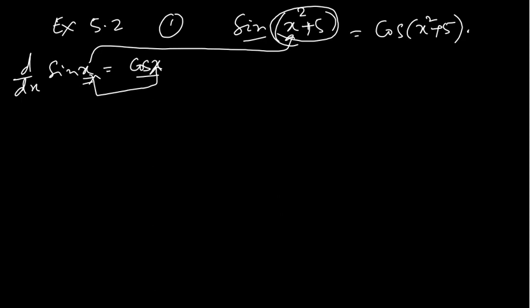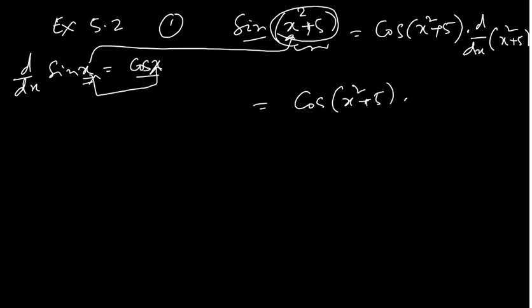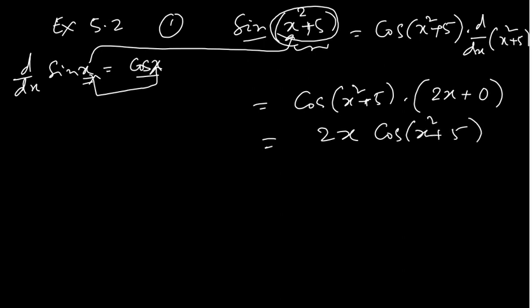Now you have to differentiate this internal thing, the differentiation of x square plus 5. So that is equal to cos of x square plus 5 multiplied by the differentiation of x square, which is 2x. So you got 2x into cos of x square plus 5. This is the answer for the first question. Okay.